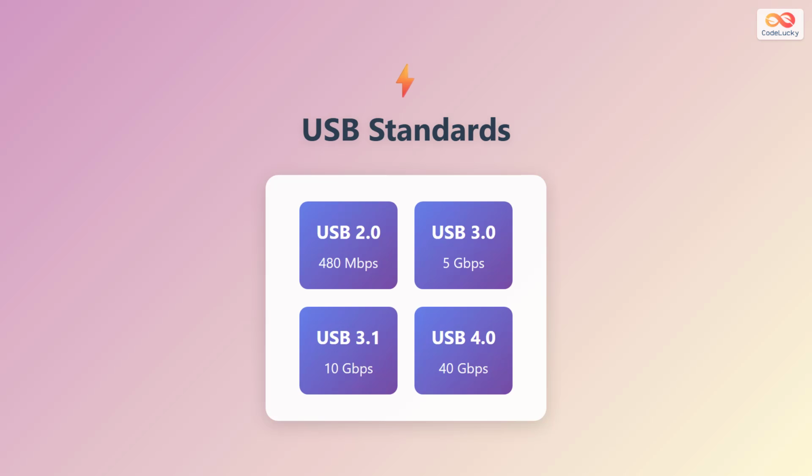USB, or Universal Serial Bus, has evolved through several standards with increasing speeds. USB 2.0 offers 480 megabits per second. USB 3.0 provides 5 gigabits per second, a tenfold increase. USB 3.1 doubles that to 10 gigabits per second. The latest USB 4.0 standard reaches an impressive 40 gigabits per second, enabling extremely fast data transfer and high-resolution video output.